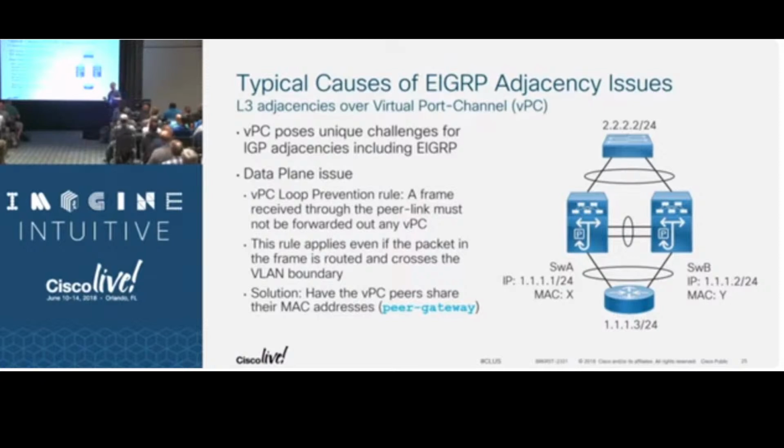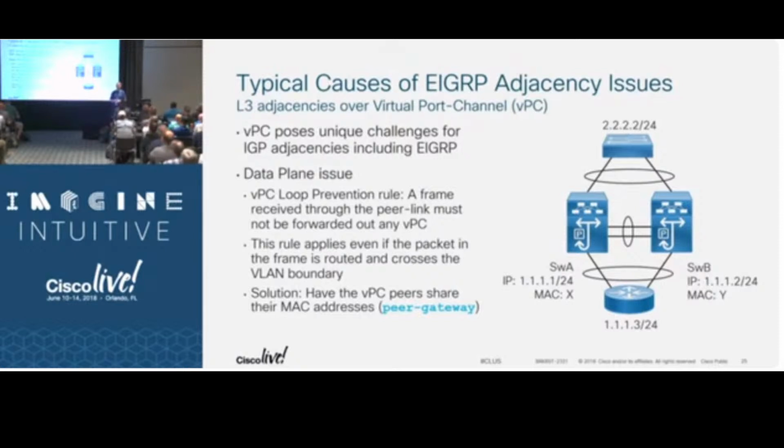You probably know that vPC allows me to create a port channel that goes to two physically independent devices. They will be called vPC peers. They need to be connected together with a link we call a peer link. That one is used for both state synchronization between the two Nexus switches, the peers here, and also carries normal traffic.